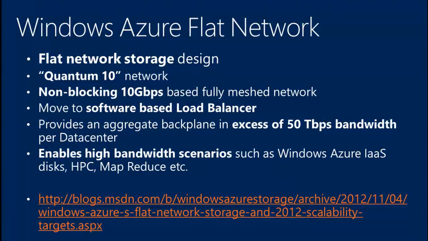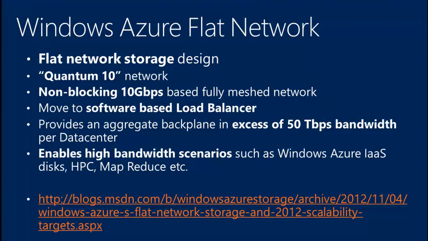On top of that, with the software load balancer, this is really helping our scale. And the aggregate backplane is in excess of 50 terabits per data center. What this is letting us do is these scenarios like infrastructure as a service, high IOPS scenarios are really, really coming into play here with this new hardware. So there's a blog post at the bottom there if you want to read more about the different changes that have been made, but also what this has let us do from the storage side is up all the scalability targets for new storage accounts.